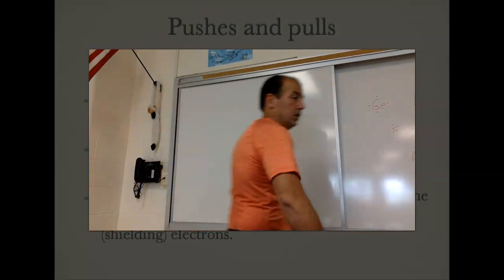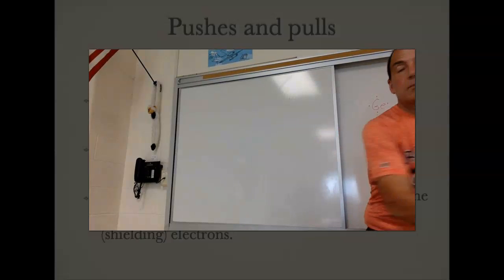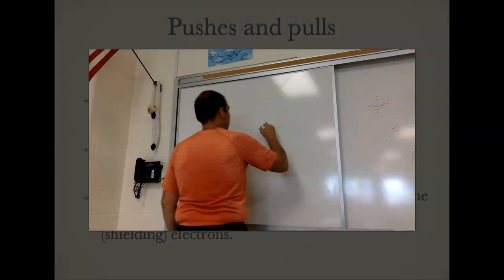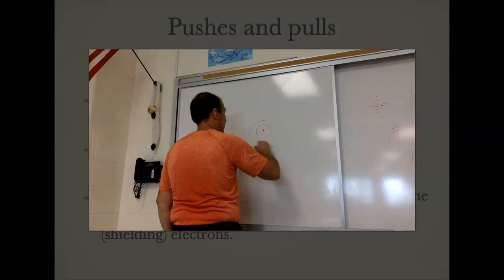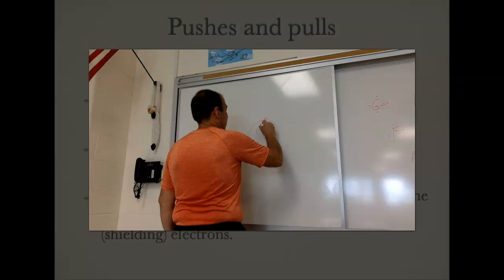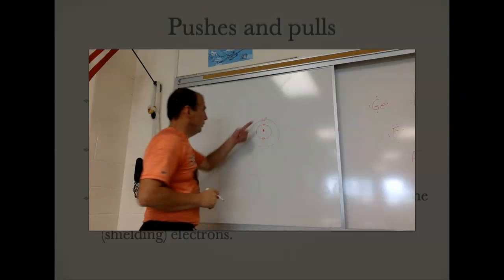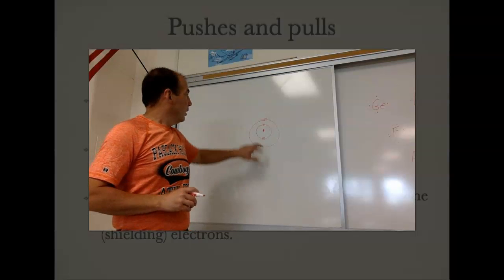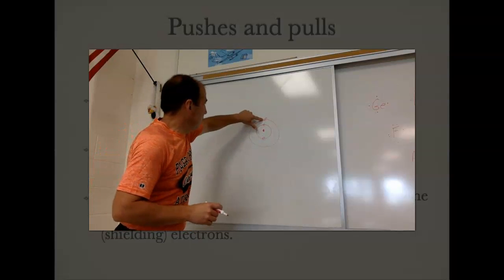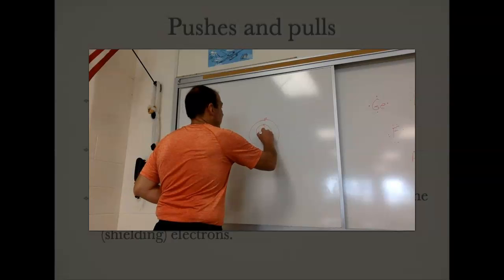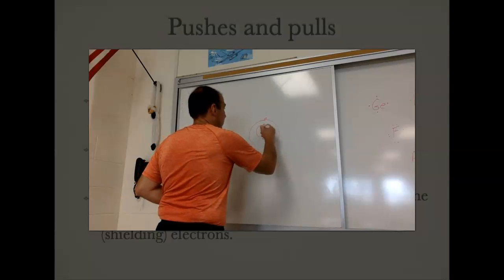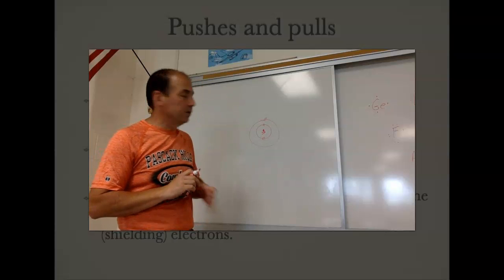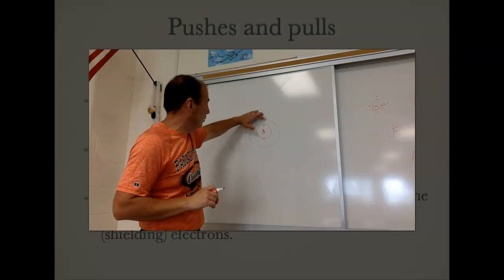If we were to talk about an atom of, let's keep it simple, lithium. Lithium has one valence electron. It has 2 electrons in the first energy level. This electron is being pulled by the 3 protons in the nucleus. They're all getting pulled by the protons. But let's focus on this one for a moment.